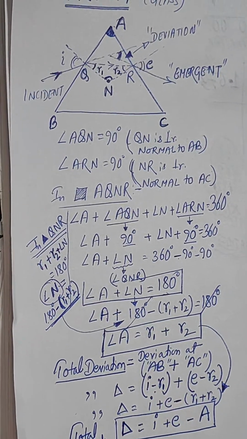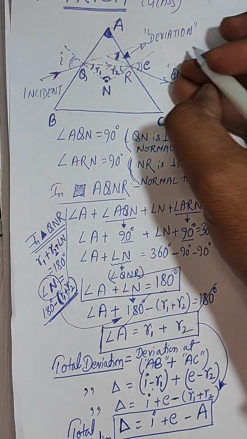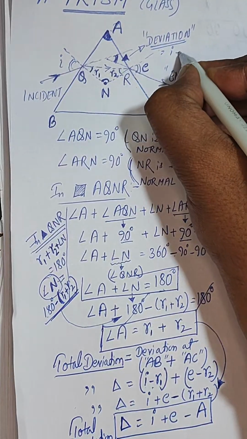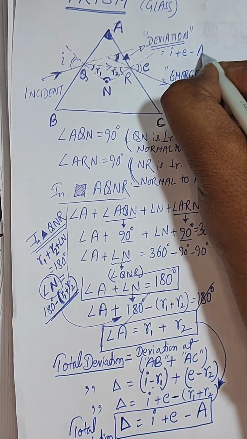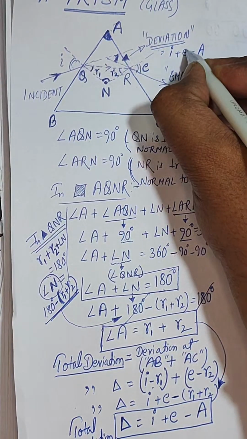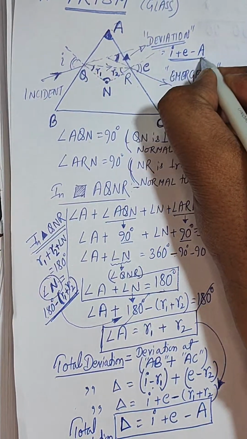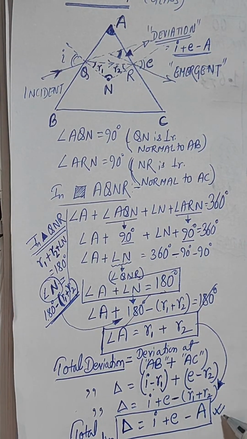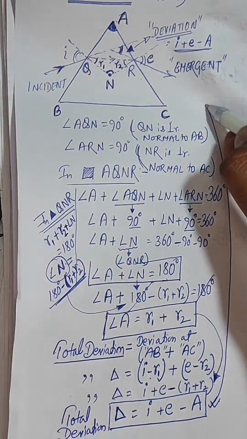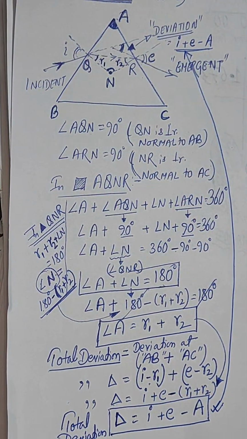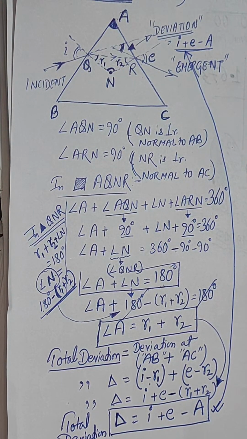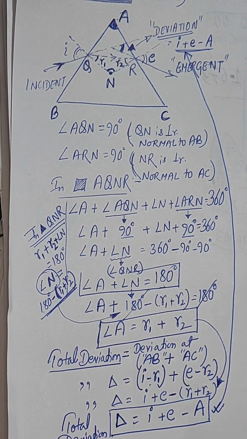So let me write it over here. Deviation is calculated, and that is equal to I plus E minus A. Right? This is the same thing which we have derived. Now, the angle of deviation depends upon the angle of incidence. So you can see a separate plot is also shown in the NCERT, right?